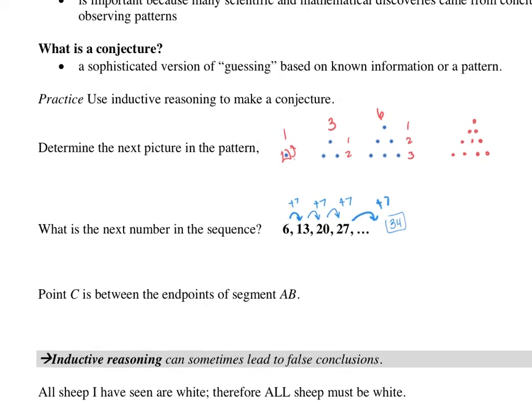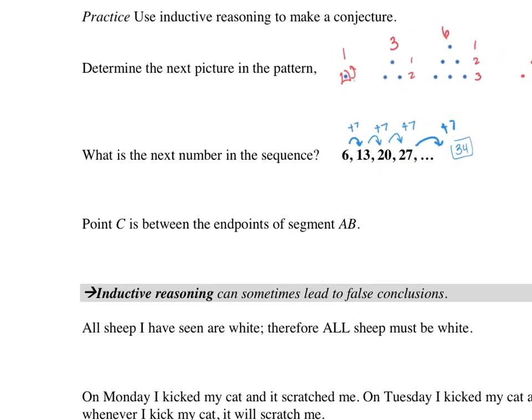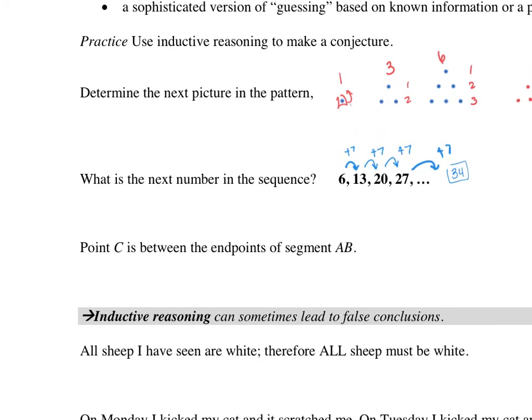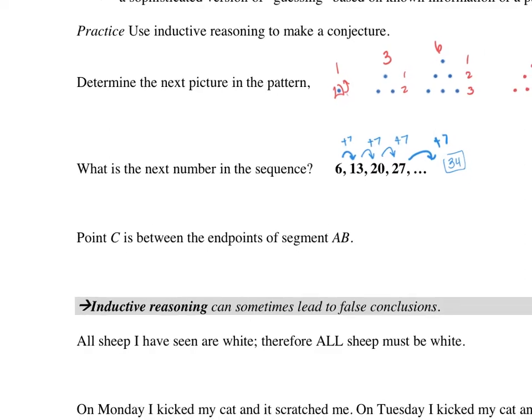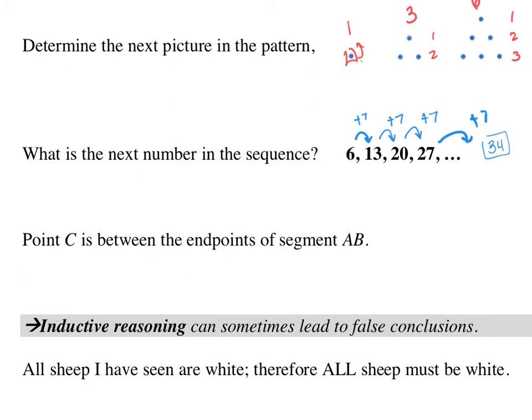Now, here's this next one. Point C is between the endpoints of segment AB. We actually want to make a conjecture about this. Here's the issue: if I say point C is between the endpoints of segment AB, I don't necessarily know where it is. I just know it's on line segment AB. So what I'm going to do is draw a line segment AB.